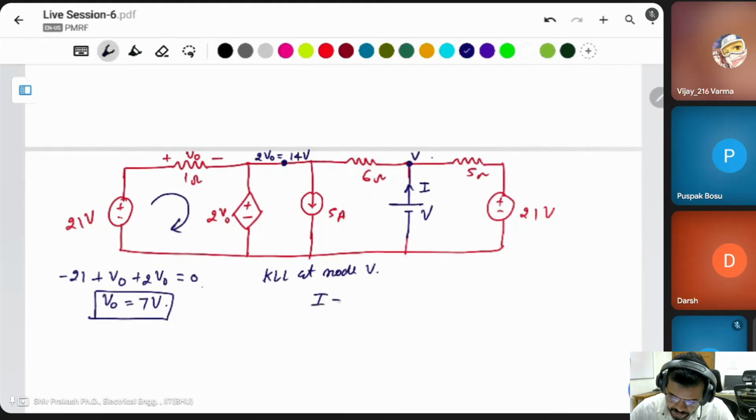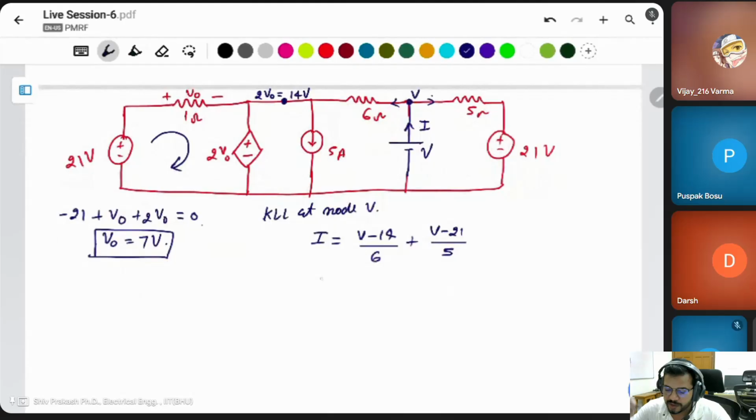Okay, this question is asking you to find the Thevenin equivalent. Simply, you can disconnect this resistor and apply the VI method to find the Thevenin equivalent, because there is a dependent source.